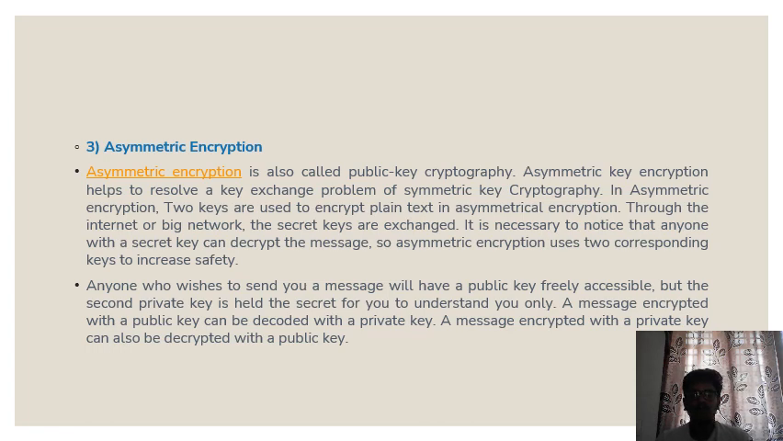So asymmetric encryption uses two corresponding keys to increase safety. Anyone who wishes to send you a message will have a public key freely accessible, but the second, private key is held secret for you only. A message encrypted with a public key can be decoded with a private key. A message encrypted with a private key can also be decrypted with a public key.